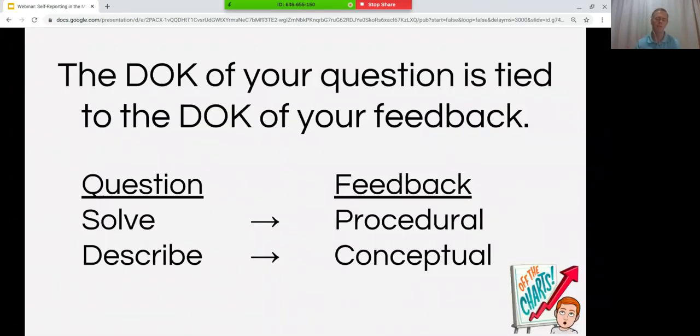So the last slide for this kind of review is the depth of knowledge of your question is tied to the depth of knowledge of your feedback. So when we ask questions like solve, the type of feedback you're going to give to kids is procedural. Where if you ask kids questions like describe, your feedback is going to be more conceptual.